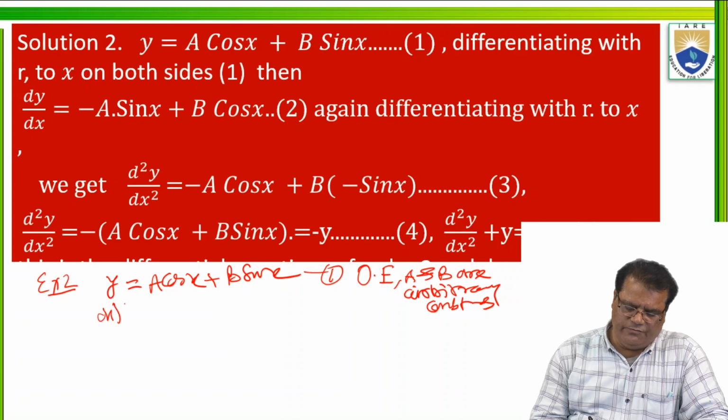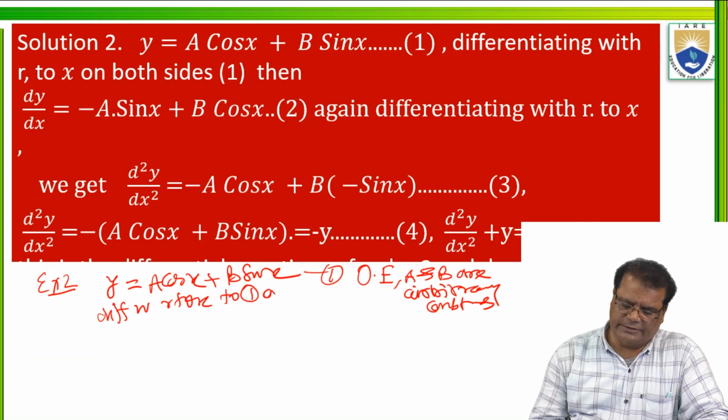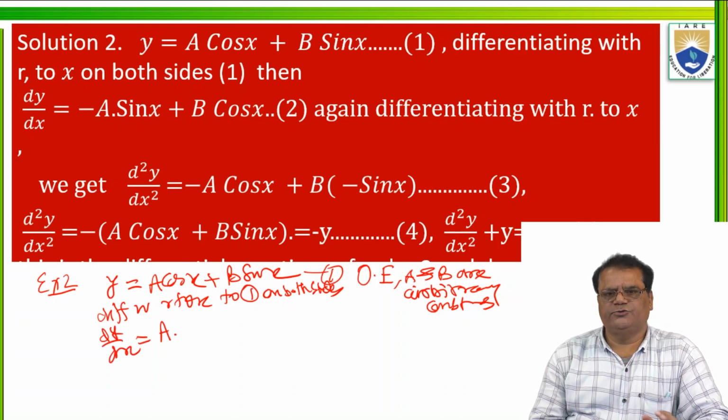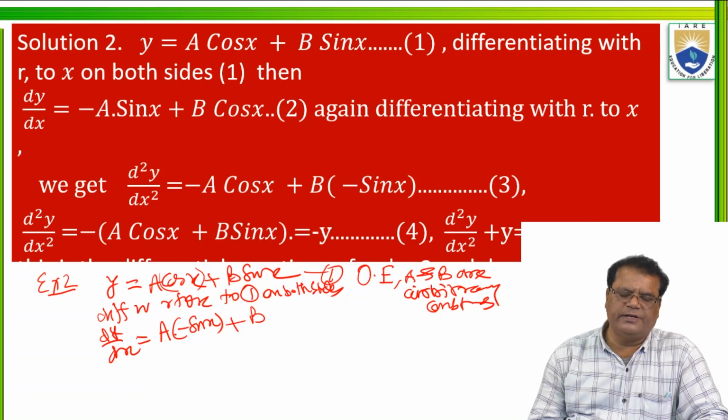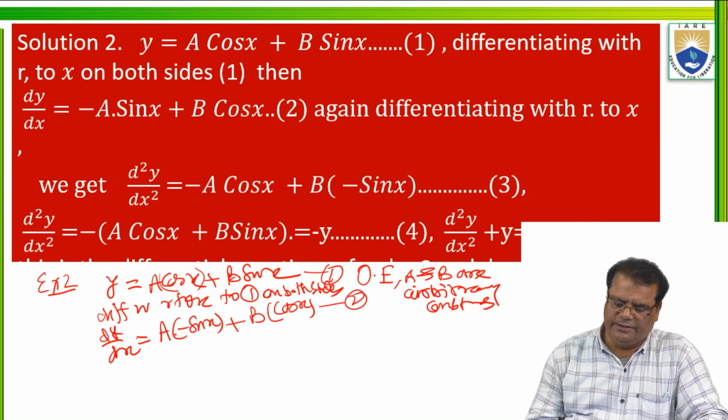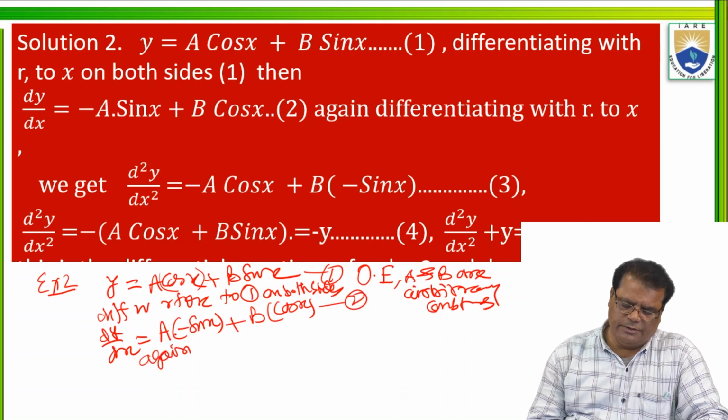So differentiating with respect to x on both sides, here we get dy/dx equal to a, which is a constant multiplied, so a is not changed, times the differential of cos x, which is minus sin x, plus b, which is also an arbitrary constant multiplied, so b does not change, times sin x. The differential of sin x is cos x. This is equation 2.